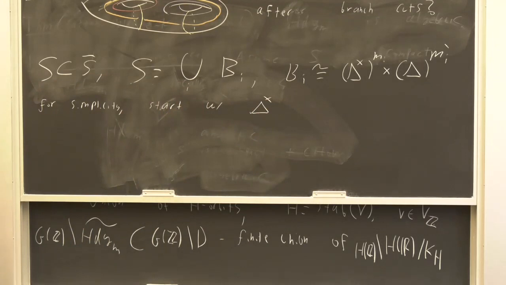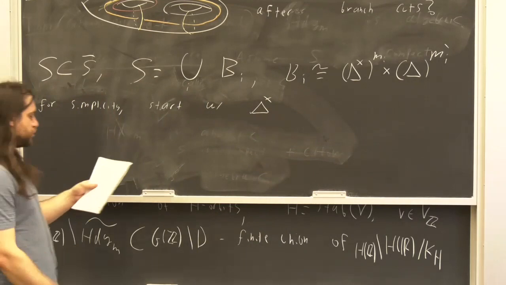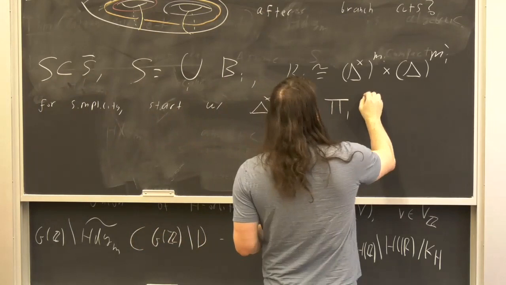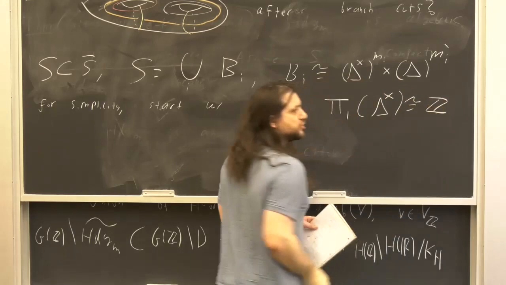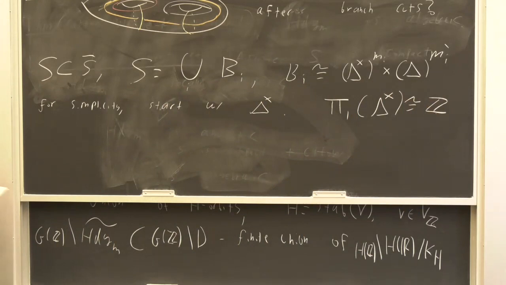In the general case, it behaves very similarly. So let's just pretend S is a curve and we're working inside S, an open curve. We compactify it by adding finitely many points. Let's work in a neighborhood of one of those points. So importantly, the fundamental group of this punctured disk is just Z. And so the only monodromy you have is the action of a single generator.